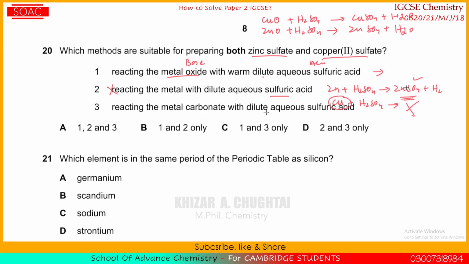Reacting the metal carbonate with dilute aqueous sulfuric acid. Yes, carbonate is again a base and all bases can meet with any acid to make salt. Yes, it is true. So 1 correct, 3 correct, 1, 3. I mean C is the correct option.